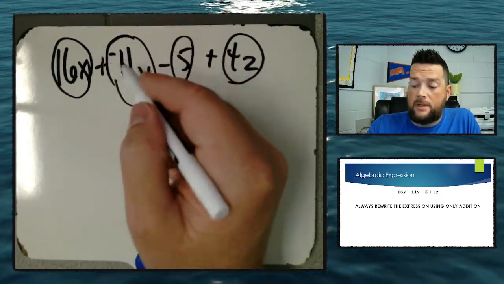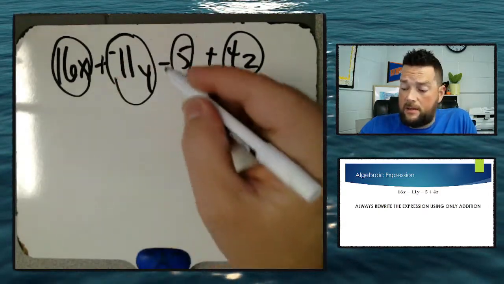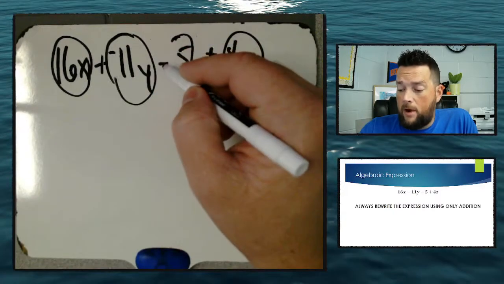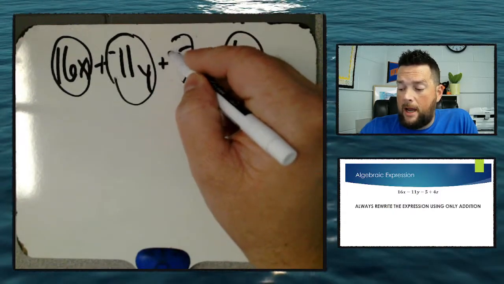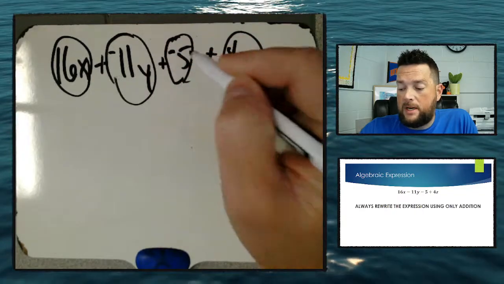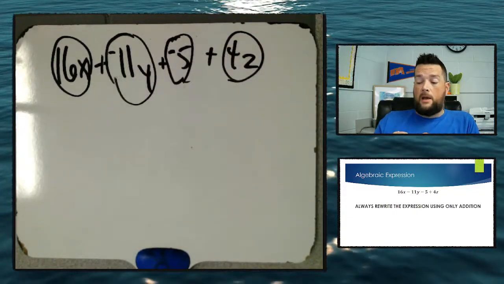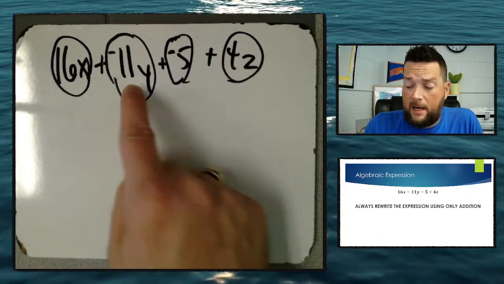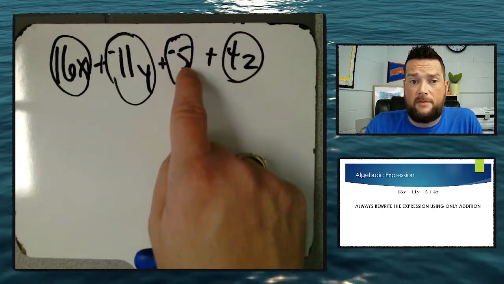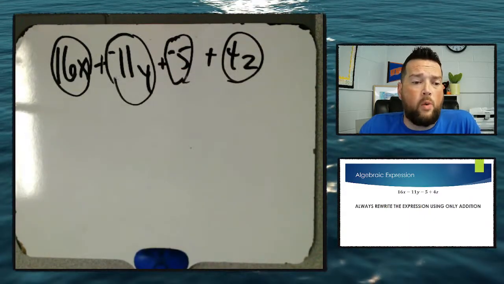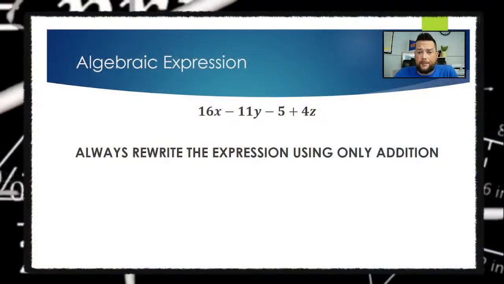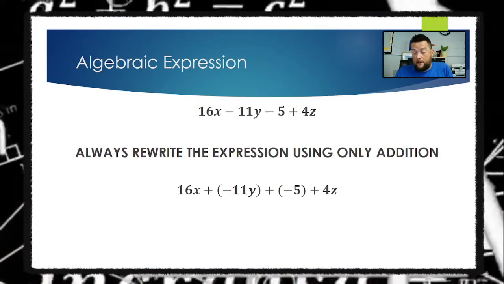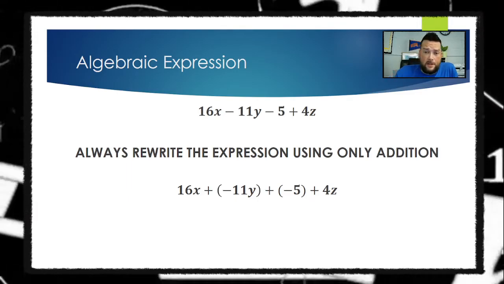So the next number, instead of positive 11, it was negative 11. And so on for this one right here, we're going to keep the one in front, change that subtraction to addition, and then make 5 its opposite, which is negative 5. And now you can see the different terms right here. That subtraction influences that 11y to be a negative, and that subtraction influences that 5 to be a negative as well. So you always want to rewrite your expressions using only addition. And I have it typed there. You can kind of see it, but I just did that one by hand.